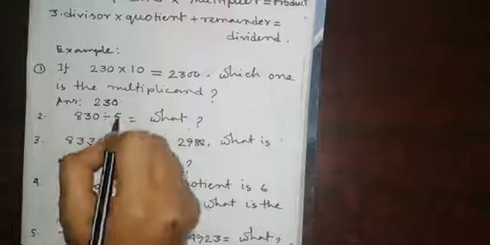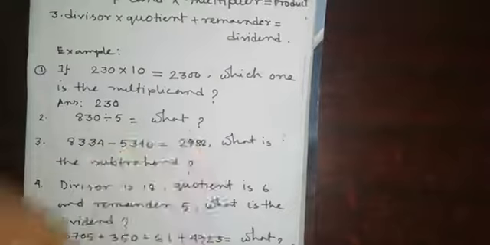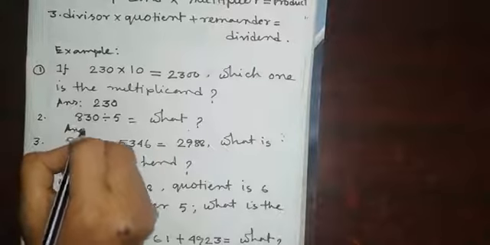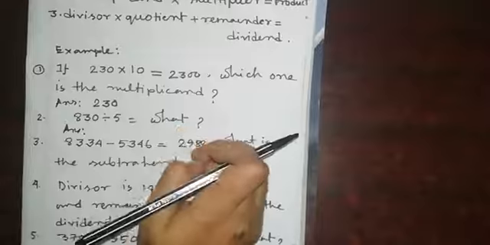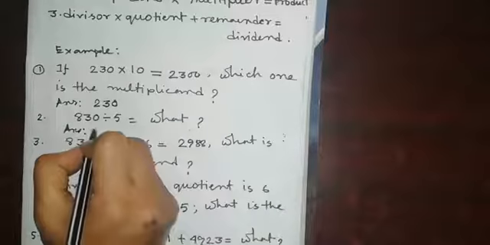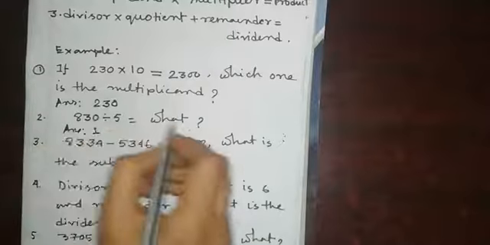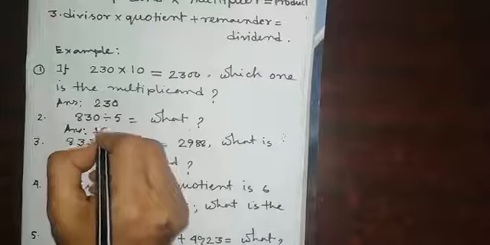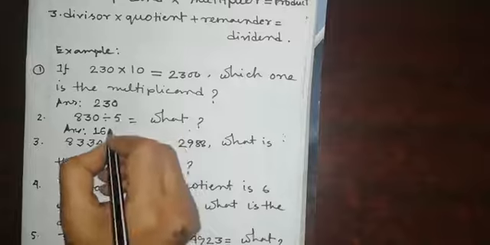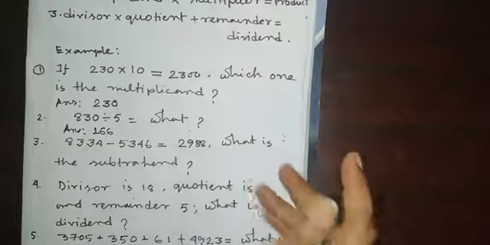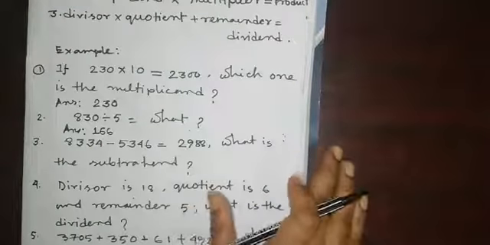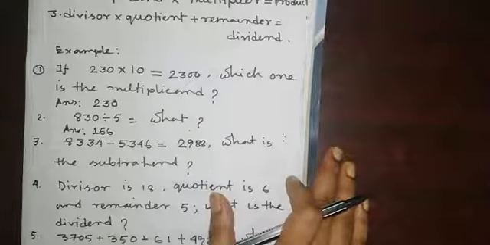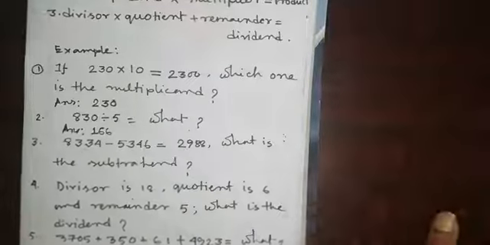830 divided by 5. So what will be the answer? Just directly divide this number. 8 ones are... 5 ones are 5, 3, that means 33. 6 5s are 30, then also 3, and 6 5s are 30. So our answer is 166.